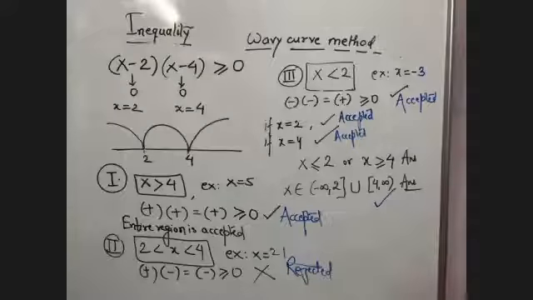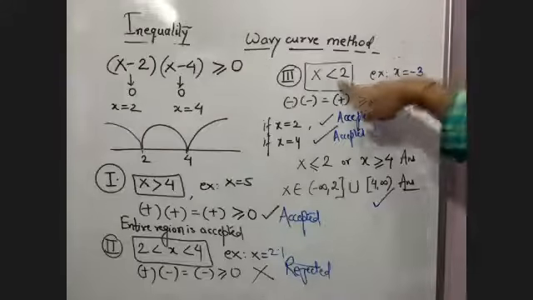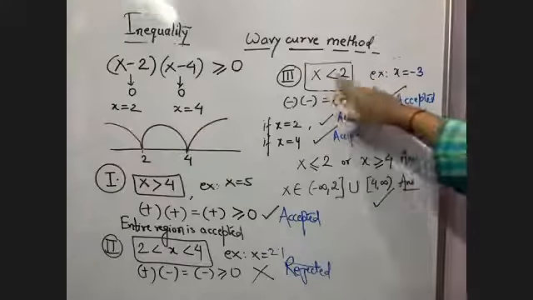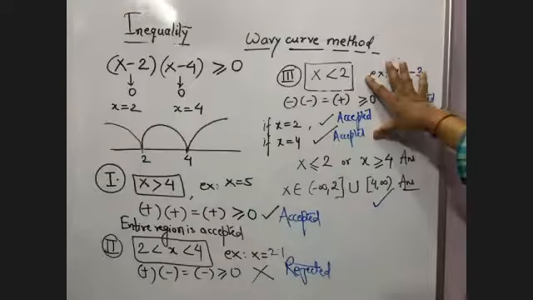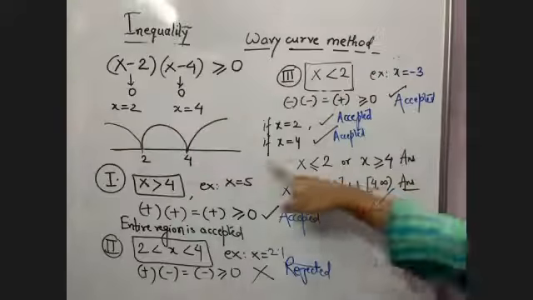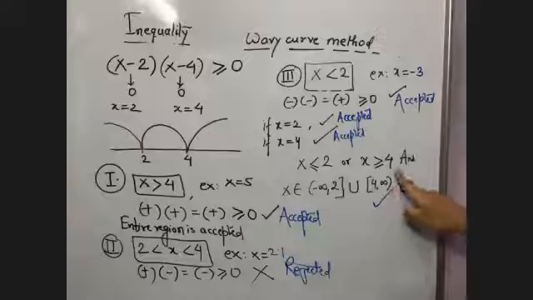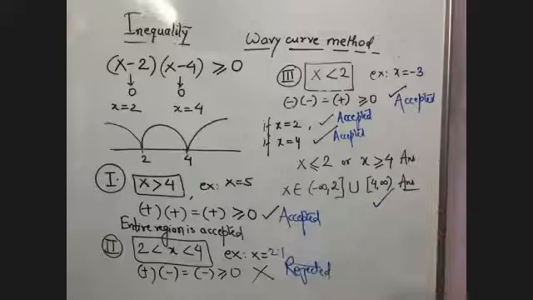Last step, writing the answer. Look at this. The accepted values should be in our answer. So accepted values are this value and this value. This is an accepted interval. This is an accepted interval. X is less than or equal to 2, or x is greater than or equal to 4. Minus infinity to 2, 4 to infinity. This is my answer. I hope it is clear.